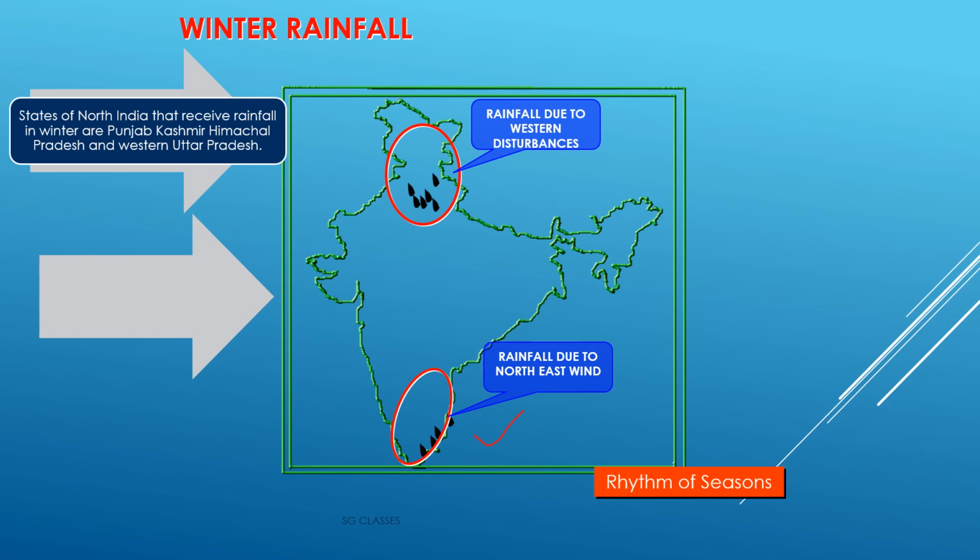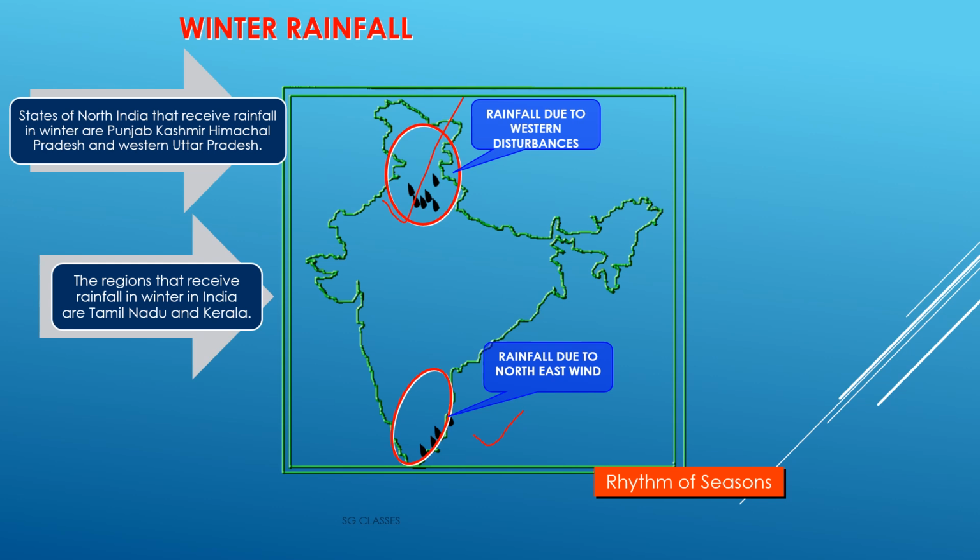The states of North India that receive rainfall in winter are Punjab, Kashmir, Himachal Pradesh, and here you can see western Uttar Pradesh. As I said, the western disturbances cause the winter rainfall in northwestern parts of India, and that is very good for the rabi crops. Punjab, if you are taking, this winter rainfall is good for wheat cultivation.